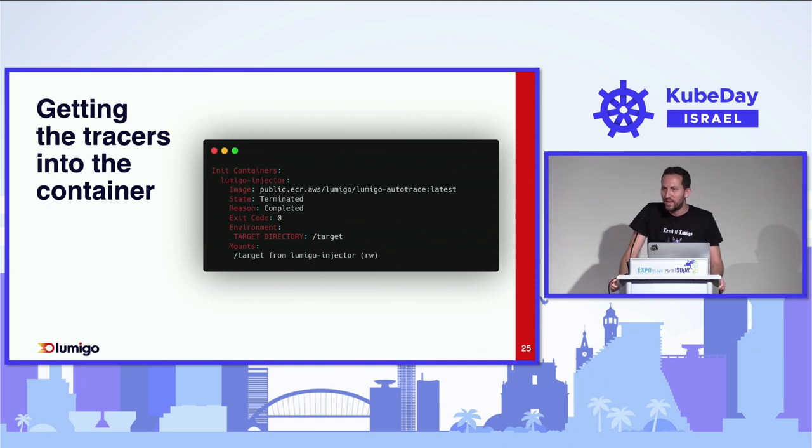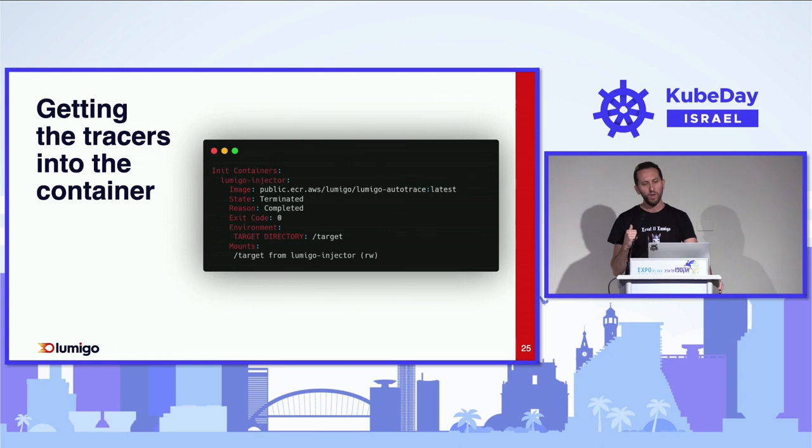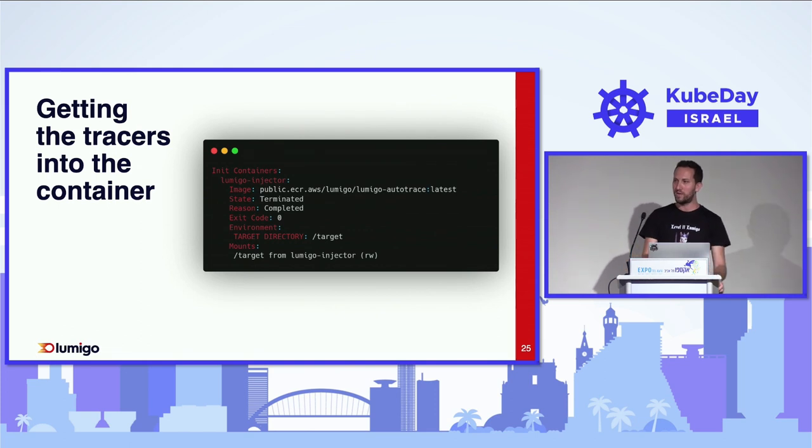Then we add an init container. An init container is a container that starts and completes before the app containers even start. This init container has an image that contains our tracers, the Lumigo tracers. So the init container spins up with the tracers. It copies the tracers into the ephemeral volume that's mounted to it, the ephemeral volume we saw a second ago, and then it completes. The same ephemeral volume is also mounted to the app containers, so the app containers start with the tracers in them.